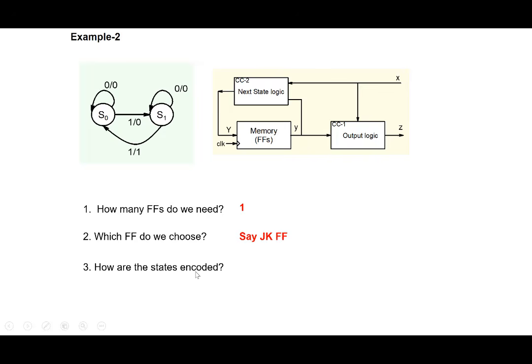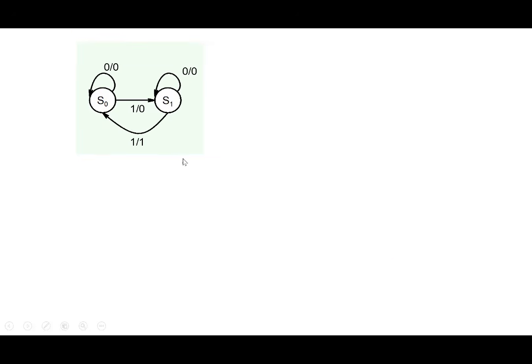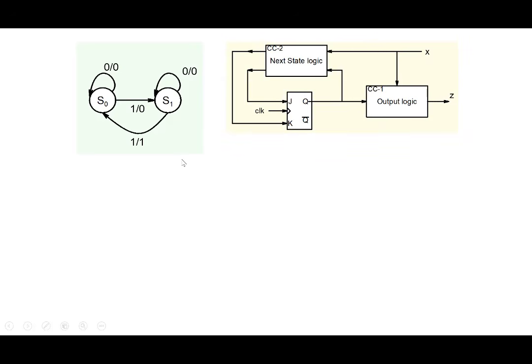And how are the states encoded? Again, the same thing. We can encode, say, Q equal to 0 represents S0, Q equal to 1 represents S1. Same way we encode here. All right, so now one single flip-flop, but this is JK. And the output of the JK flip-flop is the present state of the system here.